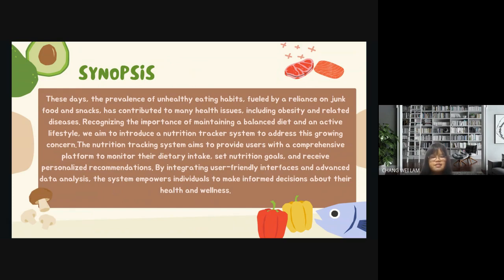And nowadays, there are rising numbers of unhealthy eating habits that contribute a lot of health issues. So our group decided to introduce a nutrition tracker system to raise our concerns on food consumption and nutrition intake. The nutrition tracking system aims to provide the user with a comprehensive platform to monitor their dietary intake, set their nutrition goal, and receive personalized recommendation. By integrating user-friendly interface and advanced data analysis, the system empowers individuals to make informed decisions about their health and wellness.